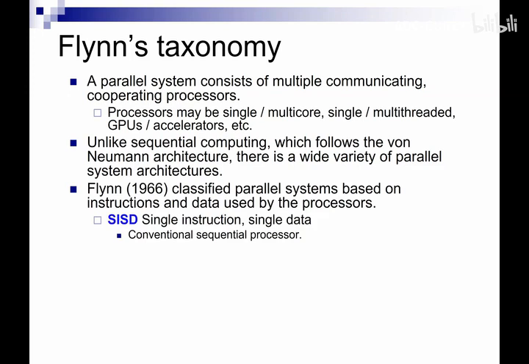The first type is called SISD, which stands for single instruction, single data. The single instruction basically means that you have a single processor which is doing one instruction at a time on a single piece of data. And so this is just a conventional sequential processor.